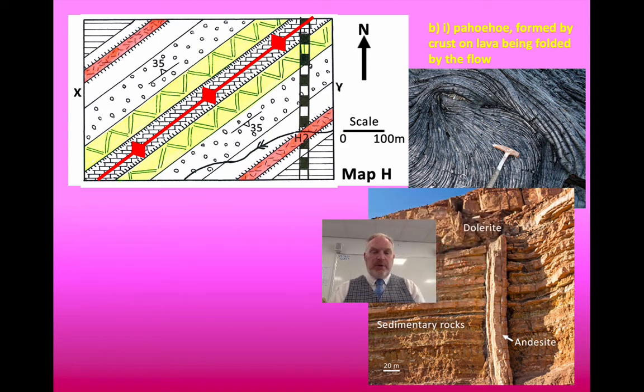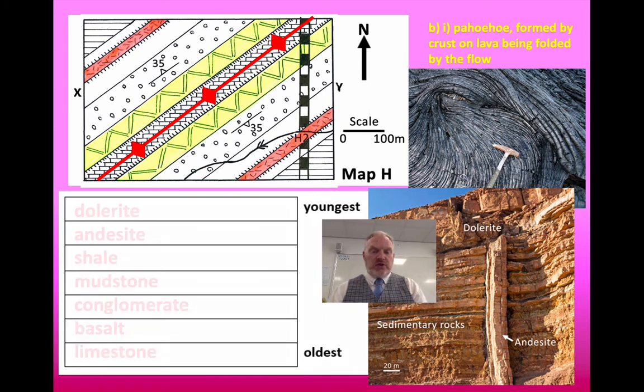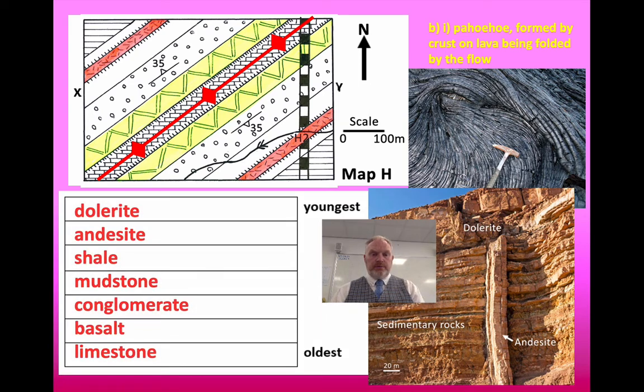If we look at the table of rocks and the order that they form, the oldest one is limestone in the middle of the antiform. The basalt lava flow must have flowed out then on top of that limestone, but before the conglomerate was laid down on top of it. We then have the mudstone and the shale. Remember, rocks get younger in the direction of dip.